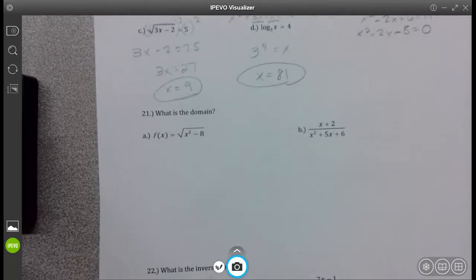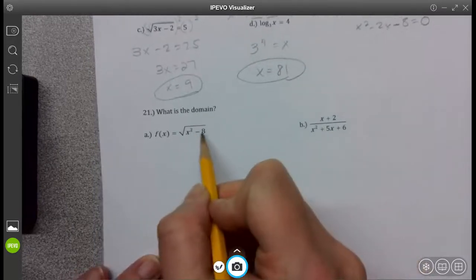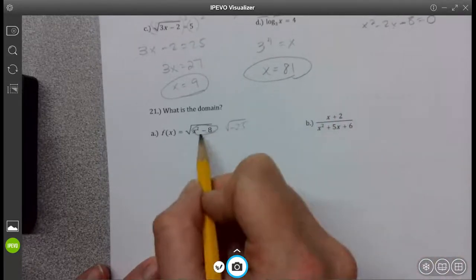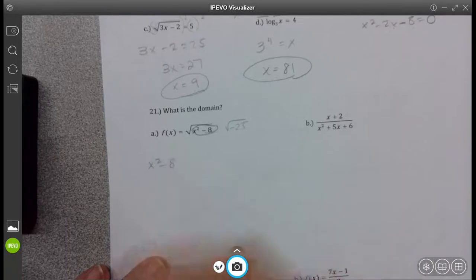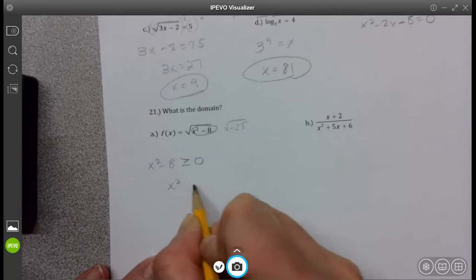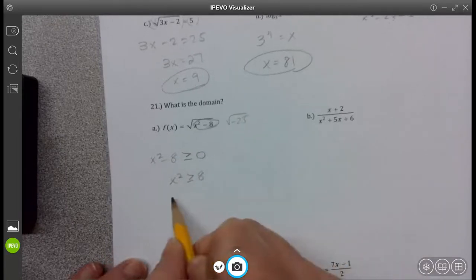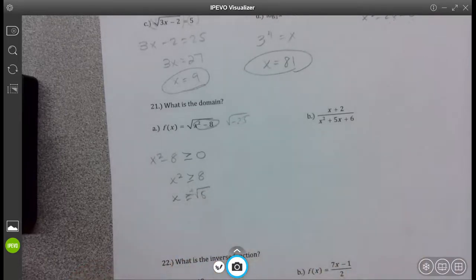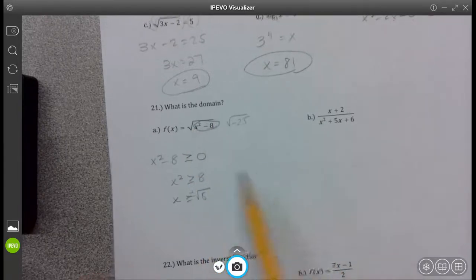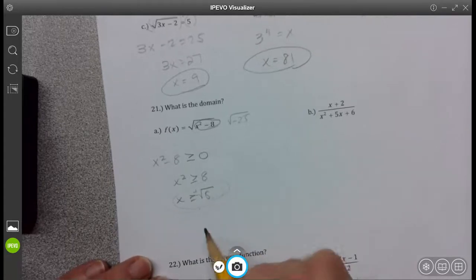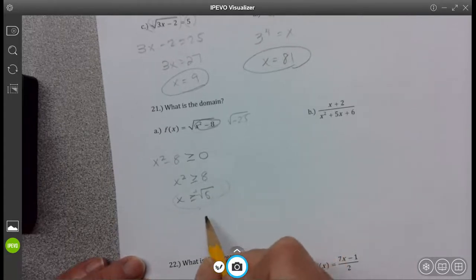21. What is the domain? Your domain is, well, we can't have anything negative under here. So we have to say whatever is under here, called the radicand, has to be greater than or equal to 0. When you do that, you get the square root of 8. Now here's the hard part. You put a quadratic under a radical. So it can't really work like this. We're just here to get the critical number, it's called, the square root of 8. So the square root of 8 is 2 root 2.